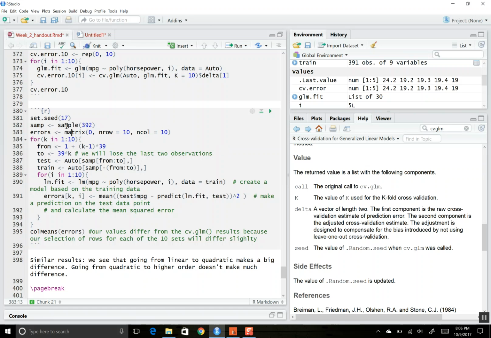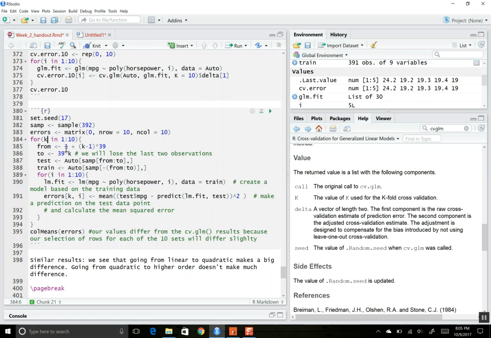To do this, I'm going to do a sample of 392. This just takes the rows for the 392 and shuffles them all up. I'm going to create a matrix called errors to store all of my outputs. Now my outer loop is for k in 1 through 10. Rather than k in 1 through 392, now I only have 10 test data sets.